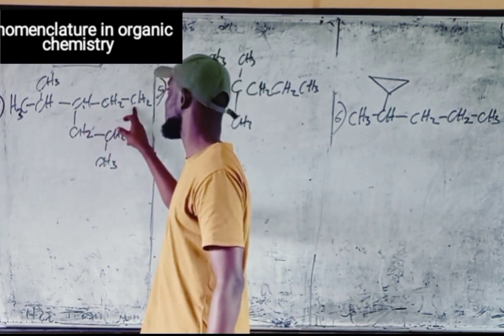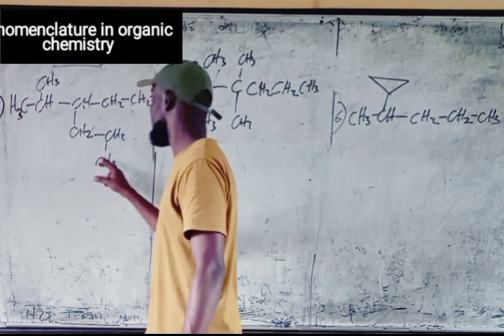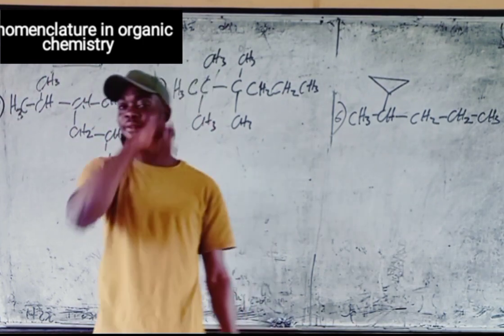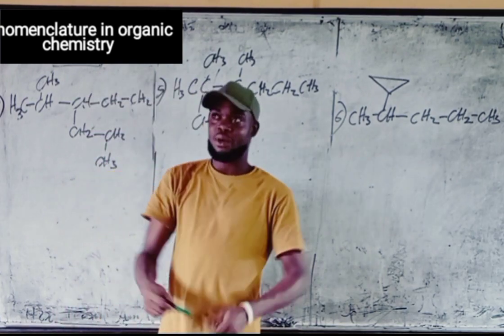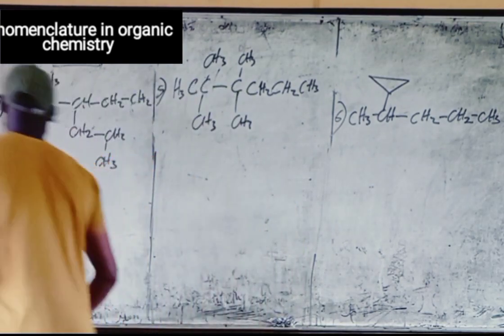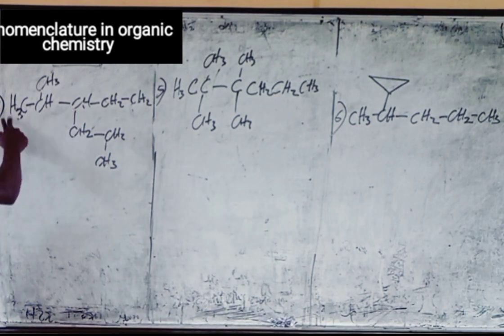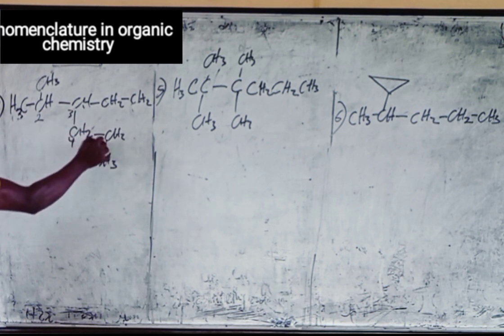You take the one that has the highest number of substituents. If you count like this, 1, 2, 3, 4, 5, 6, you have just one substituent. Count like this, 1, 2, 3, 4, 5, 6, and you have two substituents. So we are going to follow the one that has two substituents. To follow that, we count from the side that gives 4 and 5 versus 2 and 3.